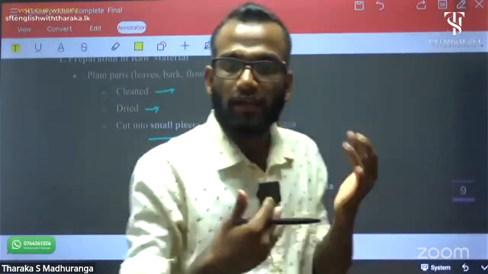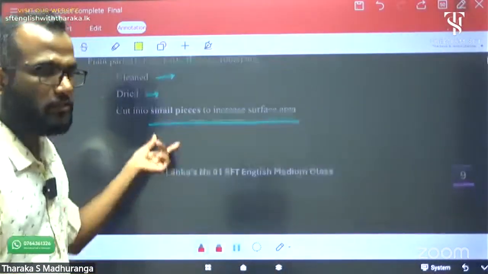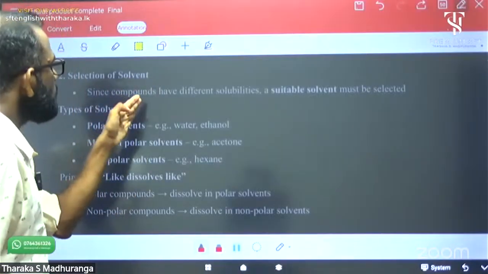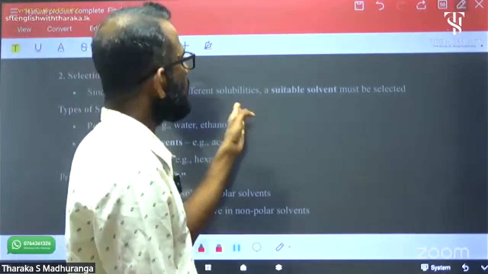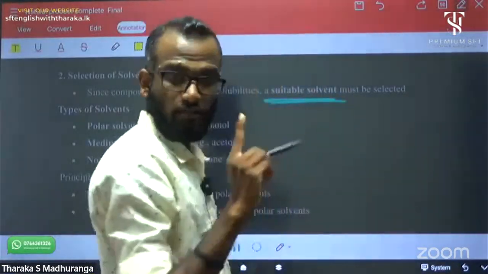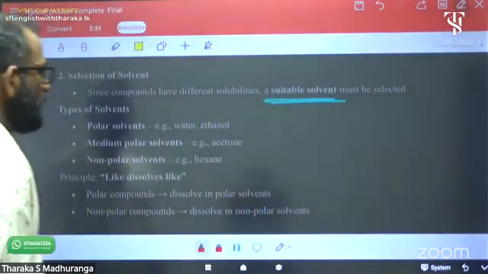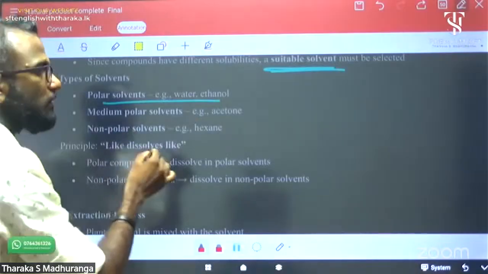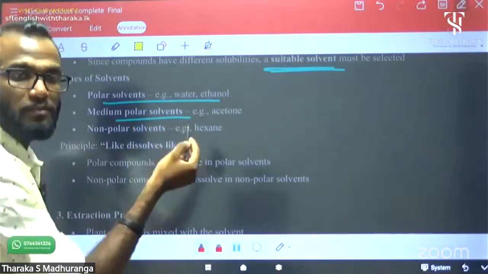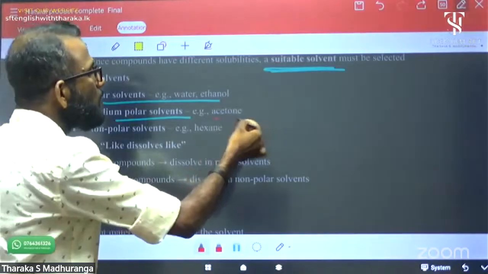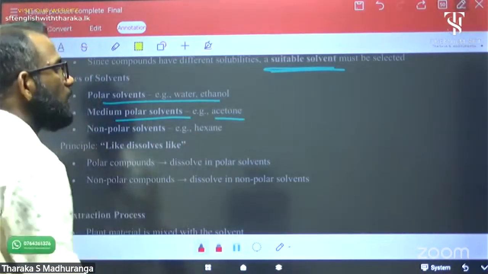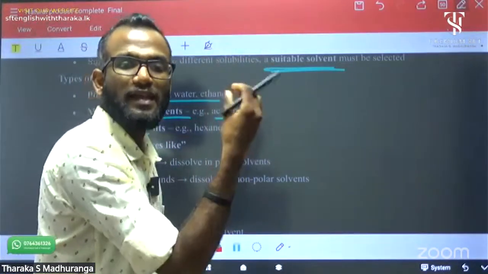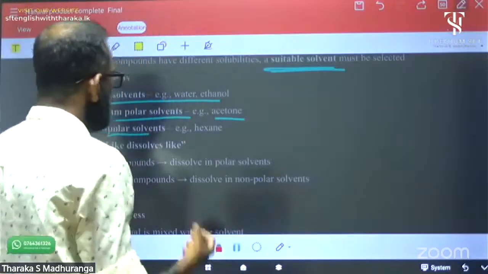Then we can increase the efficiency of the solvent extraction process, right? In the second step, select a suitable solvent. Since compounds have different solubilities, this keyword, suitable solvent, is very important. A suitable solvent must be selected. Types of solvent: if it is a polar compound, we can select a polar solvent like water or ethanol. If it is a medium polar compound, we can select a medium polar solvent, acetone. If it is a non-polar compound, hexane, carbon tetrachloride, ethane, right?